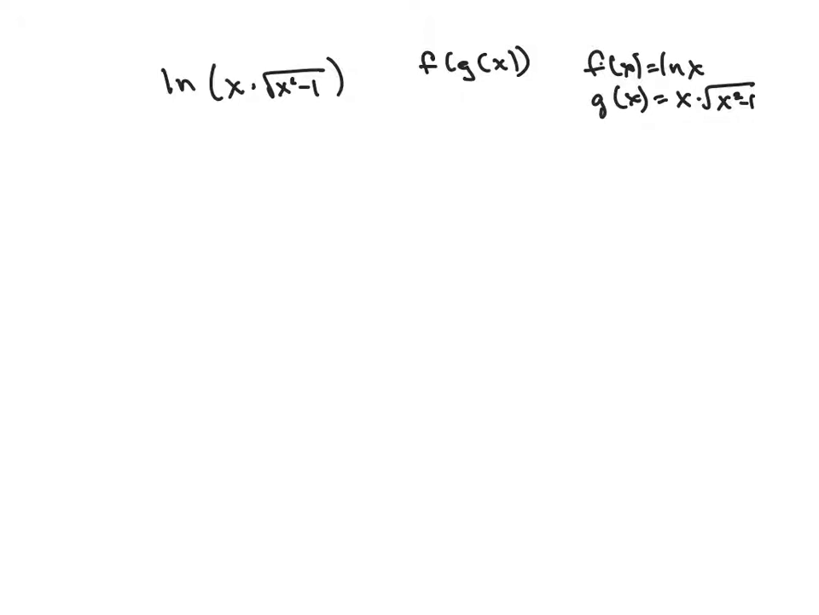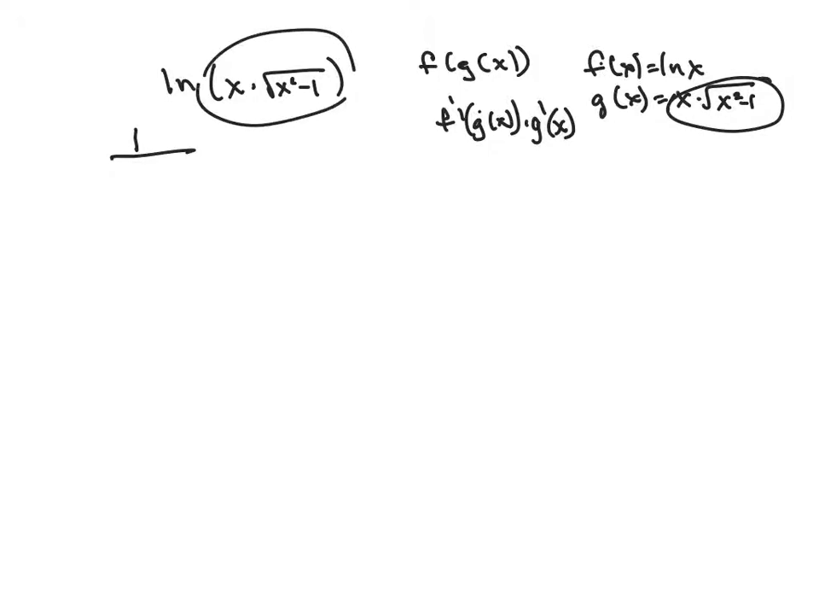In here, I have other issues I'm going to have to deal with, but I'm going to go ahead and use the chain rule, and it's f prime of g of x, leave the inside function alone, and then times the derivative of the inside function. So the derivative of the natural log of x is 1 over x. So 1 over, I'm going to leave this inside function alone here, x times square root of x squared minus 1. Now the tricky part is I'm going to need the derivative of this.